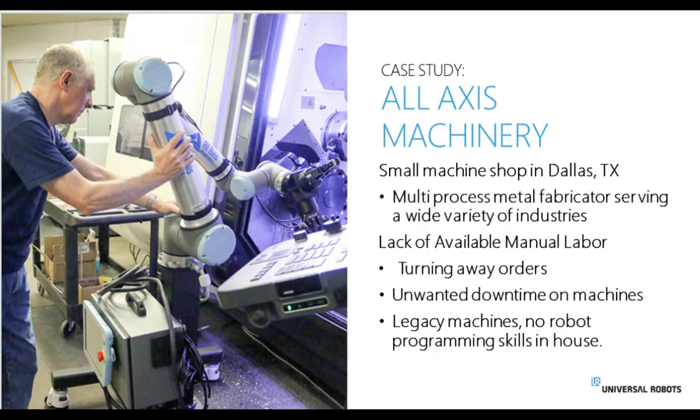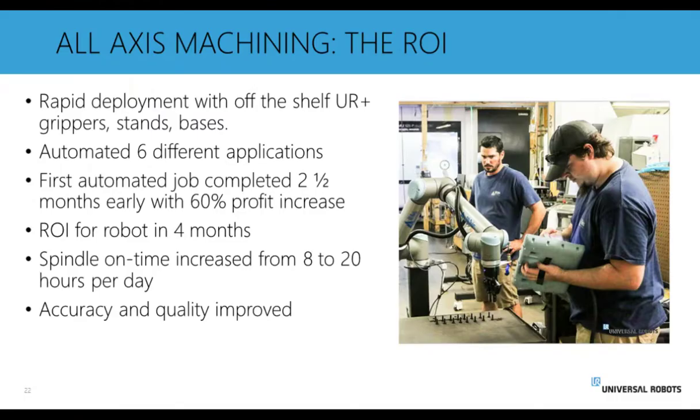Now we'll talk about a couple of case studies that demonstrate this. The first one is all-access machining. Okay, this is actually in Dallas, Texas, and was a former customer of mine. They had a big problem with lack of available employees. They were turning away orders, had tons of downtime on their machines, and they had legacy machines and no robot programming skills in-house. Now, this is a very interesting one in that they went from 0 to 4 robots in about 3 weeks. Since then, they've automated 6 different applications, completed their first automation implementation in 2.5 months, and got an ROI of 4 months.